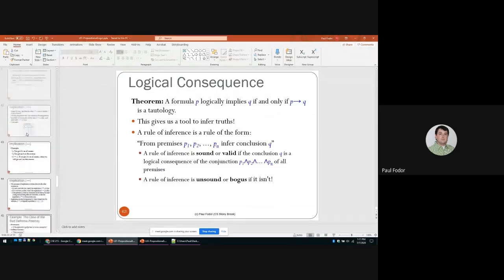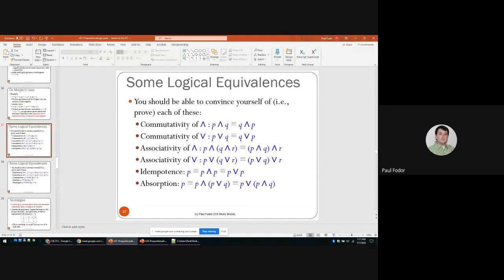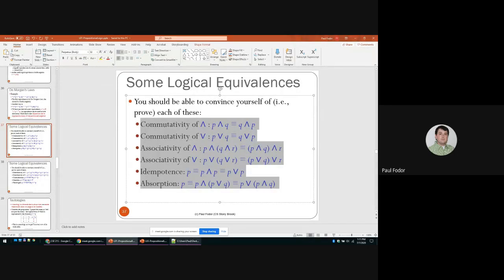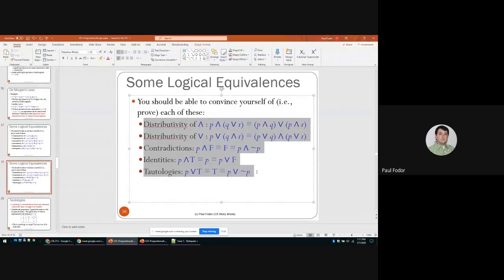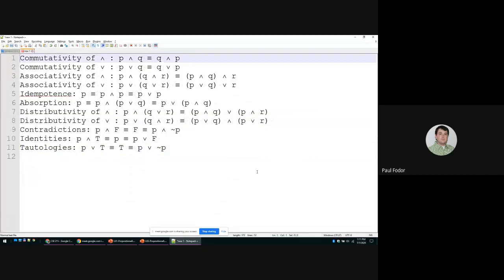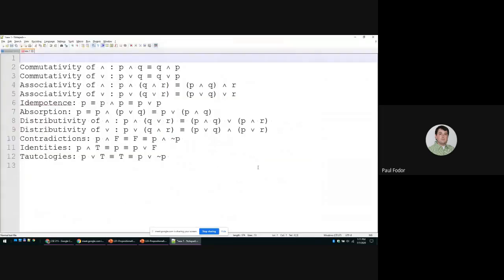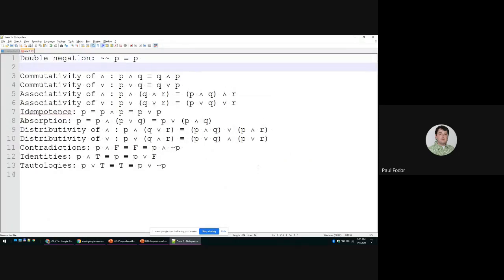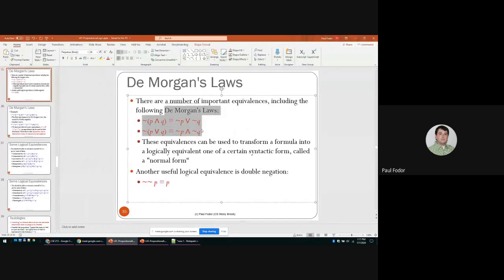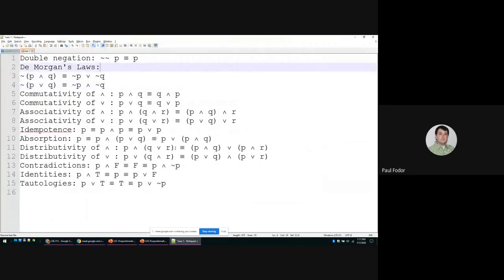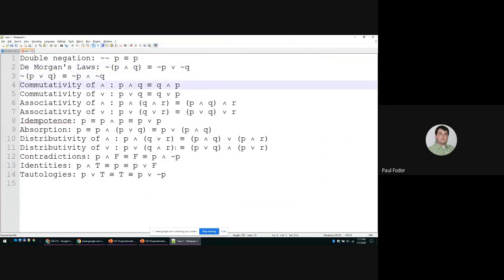So let's go over the standard logical equivalences that we enumerated here. So these are the list. Let's actually open a new document. Commutativity, absorption, distributivity. And let's add at the beginning the double negation law and the De Morgan rules, the two De Morgan laws here. Actually, it's much nicer if this appears on the next row.